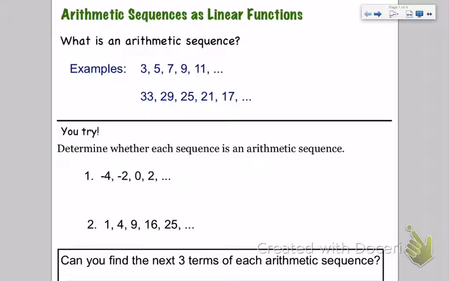Hello everyone, and this will be Chapter 3, Topic 5, Arithmetic Sequences. This is the last set of notes for this chapter. So we're going to talk about what is an arithmetic sequence.